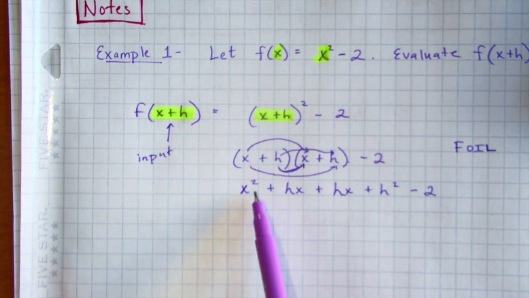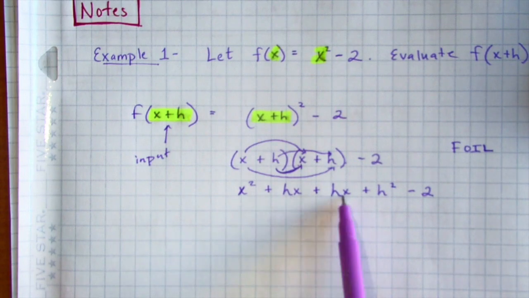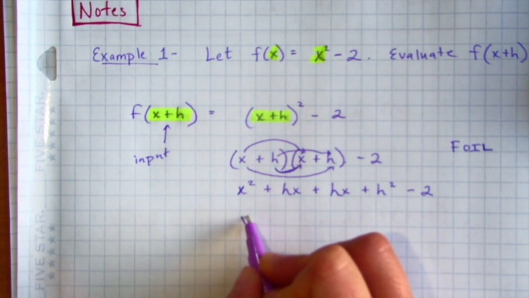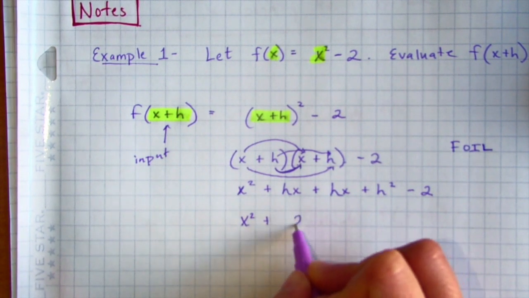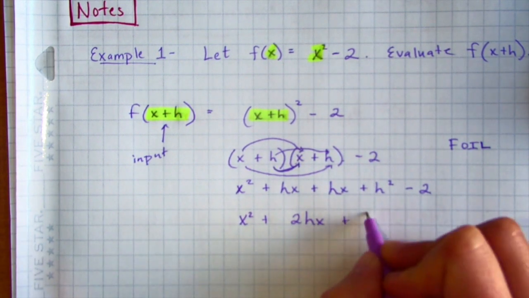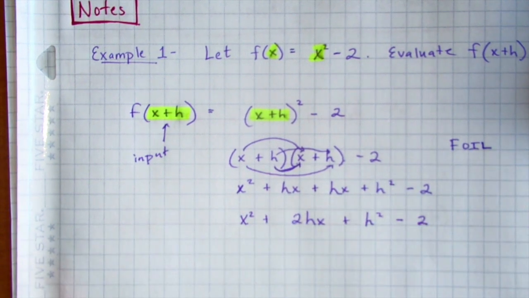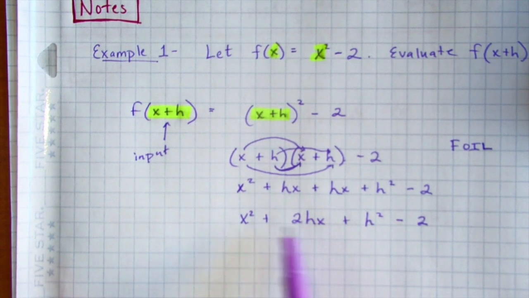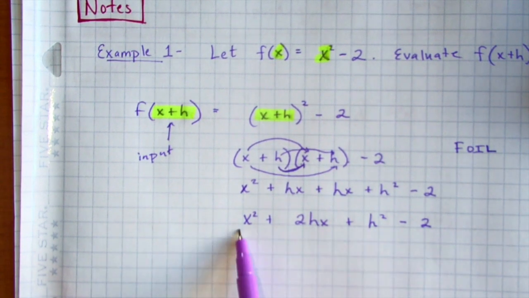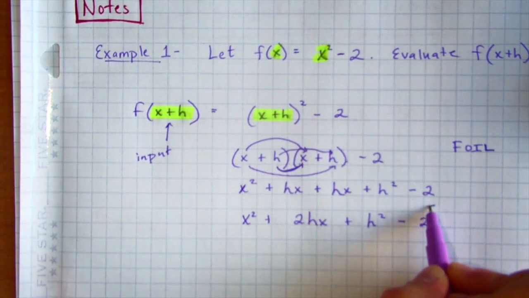So next I see that I have two like terms. I have hx and hx. So I'm going to add them. So I have x squared plus 2hx plus h squared minus 2. Now I'm going to double check my final answer. I want to make sure I have no like terms that I can combine. And it looks like I don't, so that's my final answer. This is the simplest form.